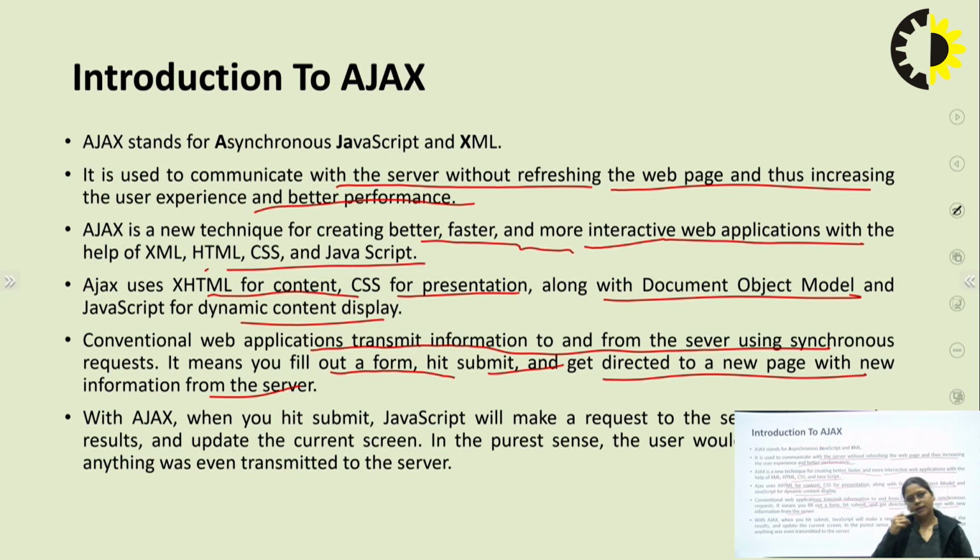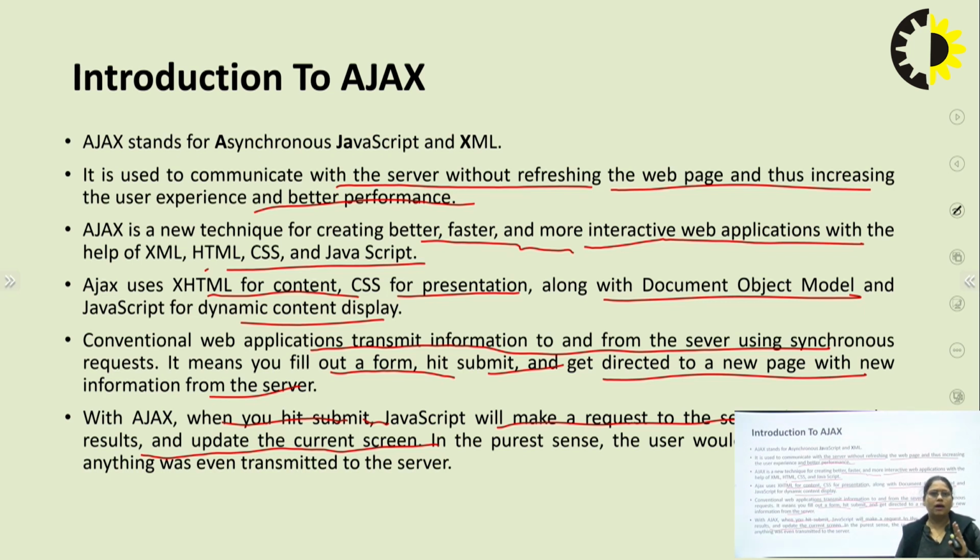So we just click on the submit button and go to the next page. It will refresh the whole page. Next, if we are using Ajax technology, when you hit this submit button, it will make a request to the server. The request goes to the server, and as a result it updates the current screen only. As we have already said, this is in comparison with the conventional web application method.